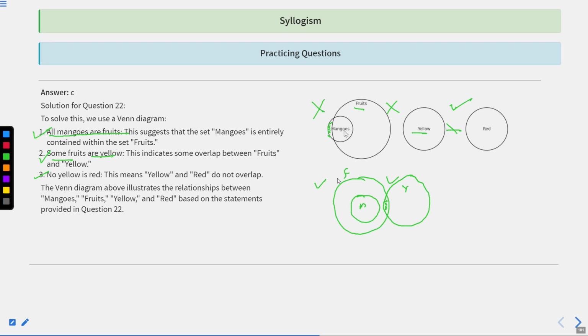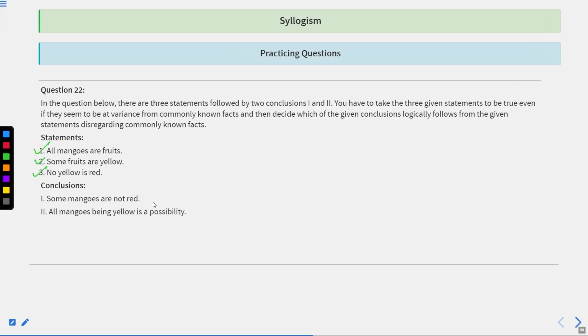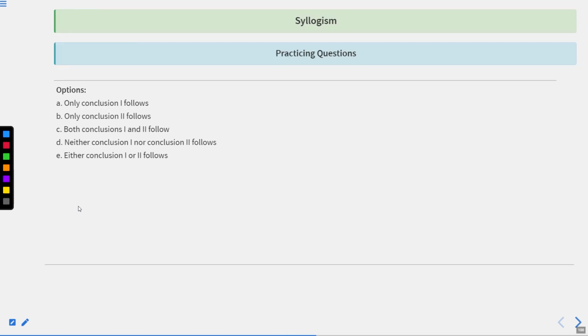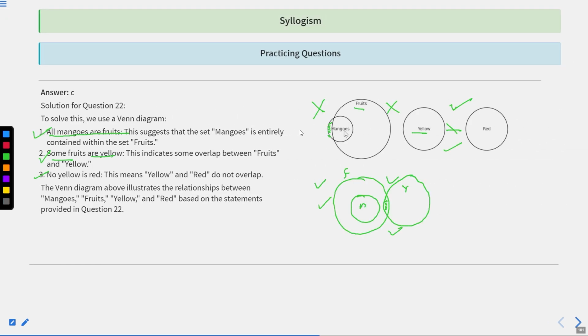So the first statement is represented here with the Venn diagram, the second here, and the third one is here. Now based on these three Venn diagrams, we will try to conclude what can be the correct conclusion. The first conclusion says some mangoes are not red. Is it true, guys? Some mangoes are not red.